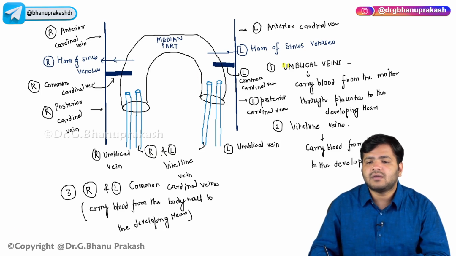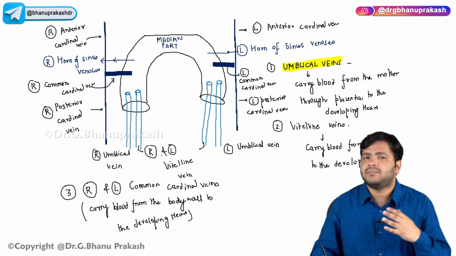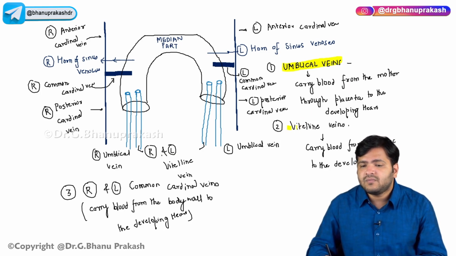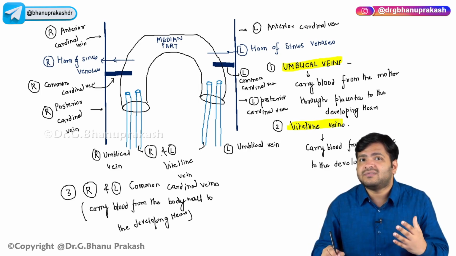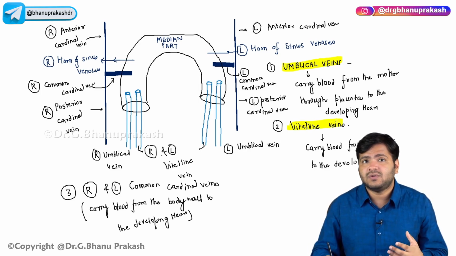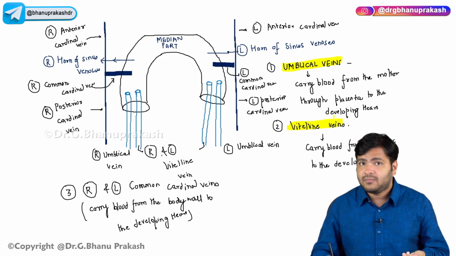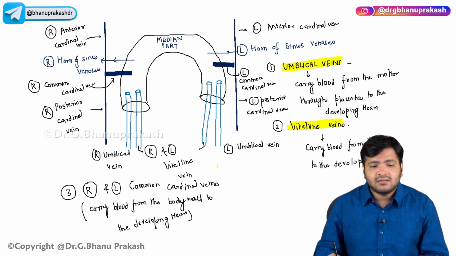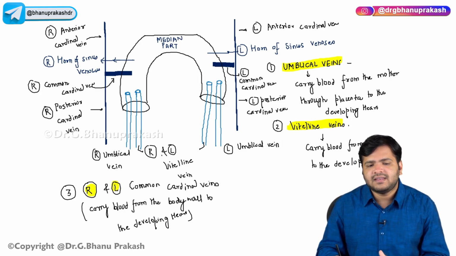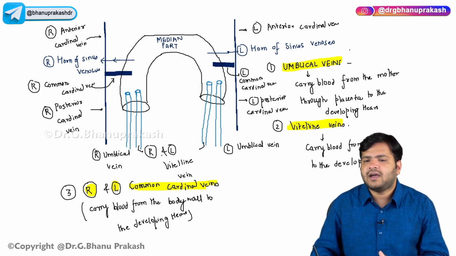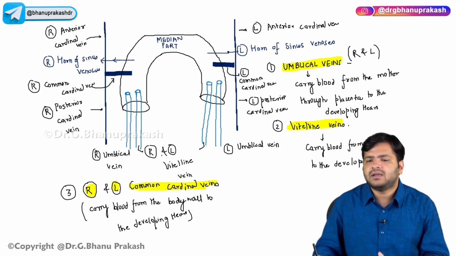The first one is the umbilical veins, basically from the mother via the placenta to the developing heart. Second one is the vitelline veins coming from the yolk sac, right? The future gut, which will develop from the endodermal yolk sac, will form the foregut, midgut and the hindgut. And the third one is coming from the body wall, the right and the left common cardinal veins. Basically, we have the right and left umbilical veins, and right and left vitelline veins.